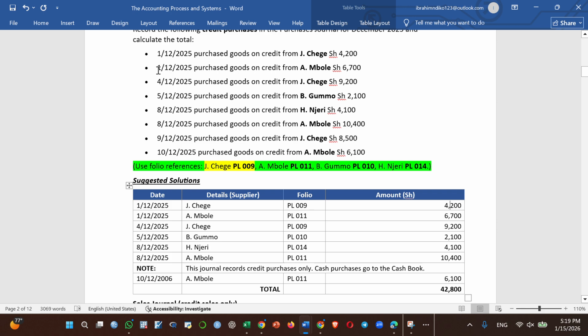You go to the next date. Still on date 1, Ambole purchased goods on credit for 6,700. So you put Ambole there, and then you put this detail.